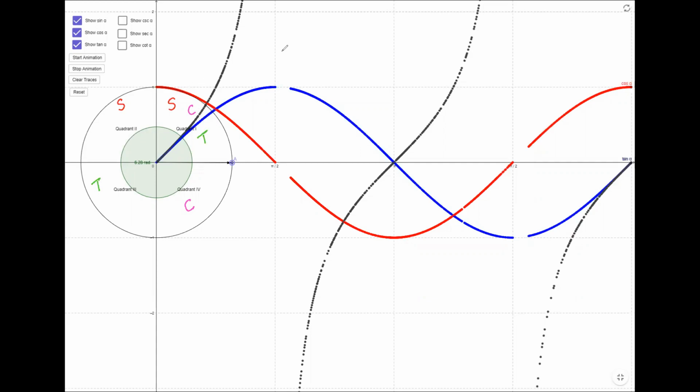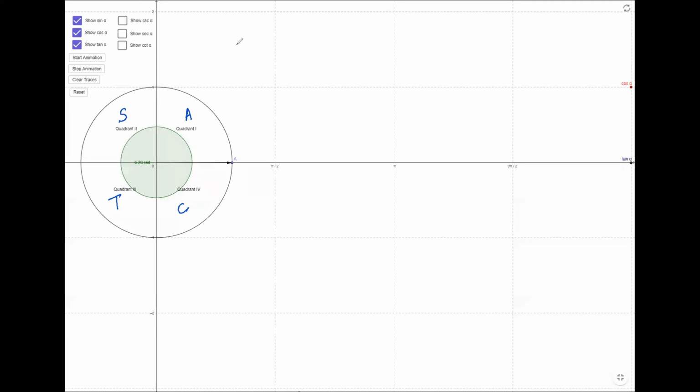That would mean all values in the first quadrant are positive. Sine is also positive between 90 to 180. Tan is positive from 180 to 270. And cos is positive from 270 to 360. This is the concept of the CAST diagram. If I start all the trigonometric graphs and if I start the animation, you can clearly see how they are actually behaving.